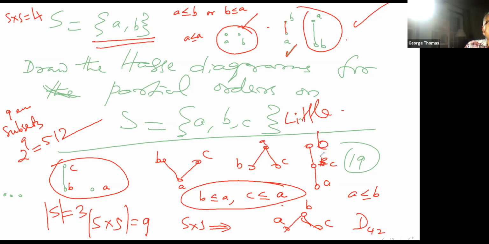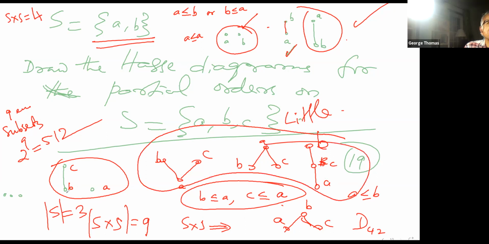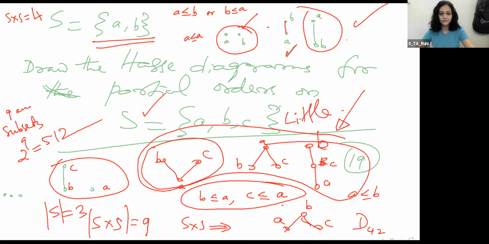Get it now? These Hasse diagrams are all partial orders. If you are confused, don't worry about it. You get what you can, and we will discuss this in class. Ruhi, can you check the internet and help the students a little bit with the Hasse diagrams for S when it has 3 elements? Yes, we will do that in the office hours.